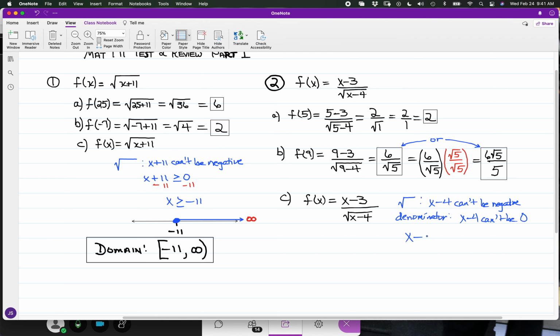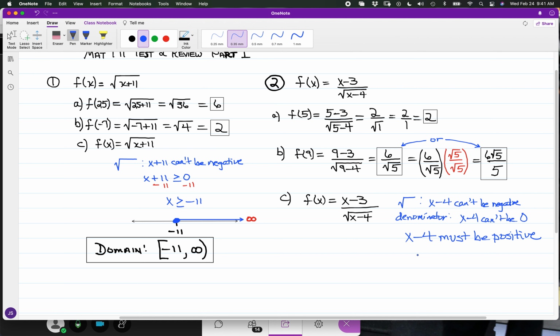So again, this means that the nature of the inequality is going to change, where x minus 4 must be positive. And had I been presented the square root of x minus 4 in direct fashion as that for x plus 11, I could have said x minus 4 is greater than or equal to 0, but because x minus 4 has to be positive, we have to set this up as x minus 4 is greater than 0. And so in the case of x, we're going to have x is greater than 4.